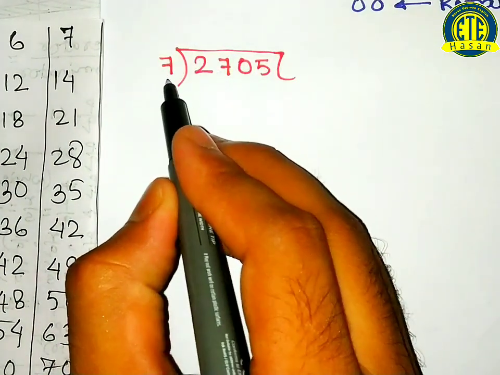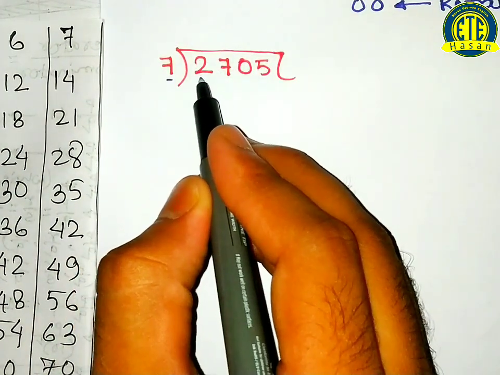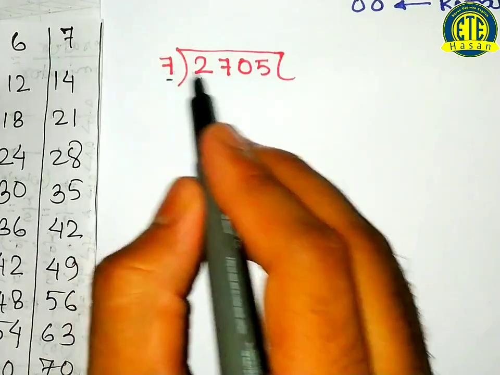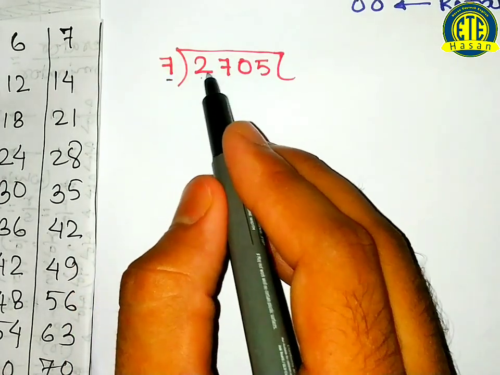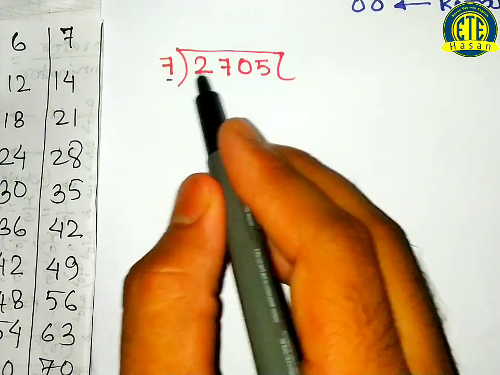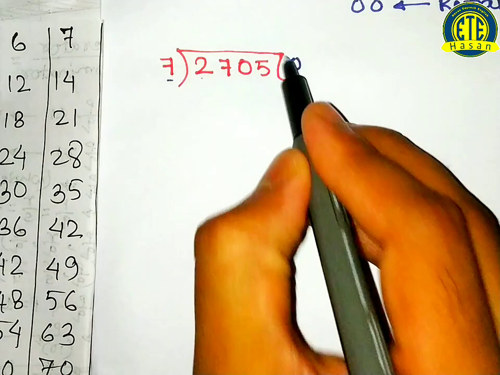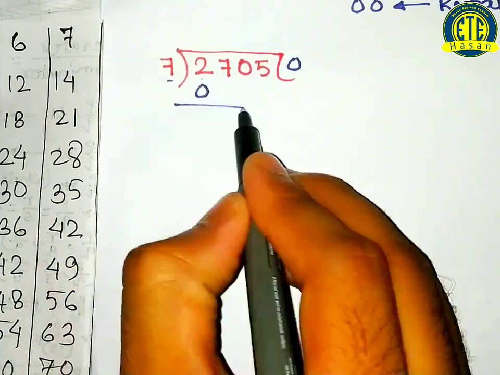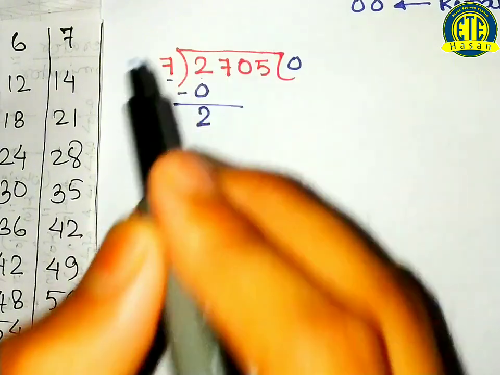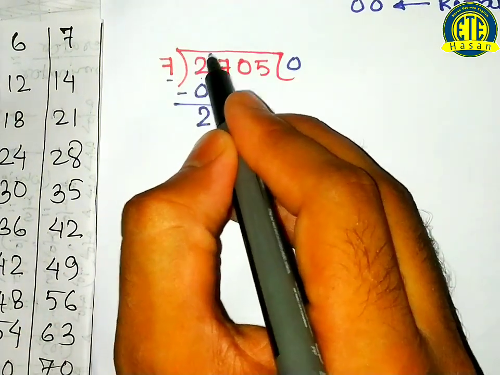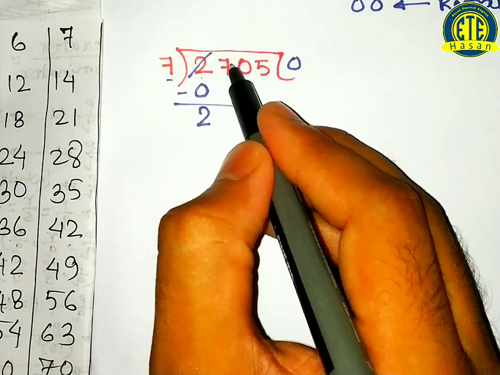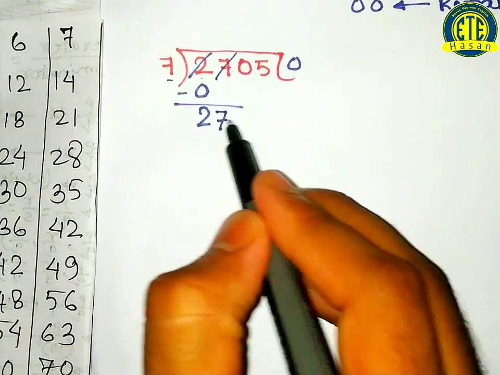Now here is a single digit, so we have to take a single digit here also. Now count 7 till 2 or below 2. 7 1 is 7, which is greater than 2, so 7 0 is 0. We have to count 0 times. Now 2 minus 0 will be 2. After subtracting, we have to write down our next number. The next number is 7, so write down the 7 here.